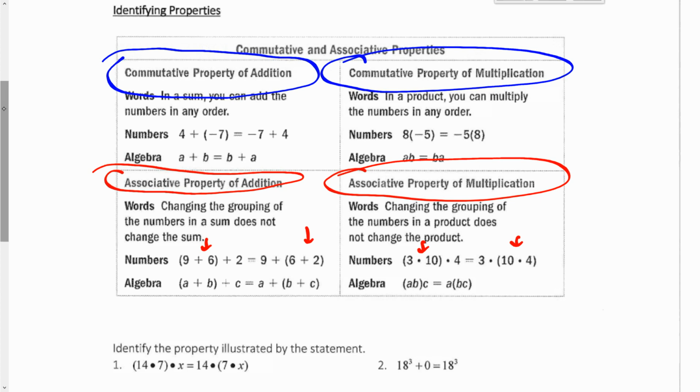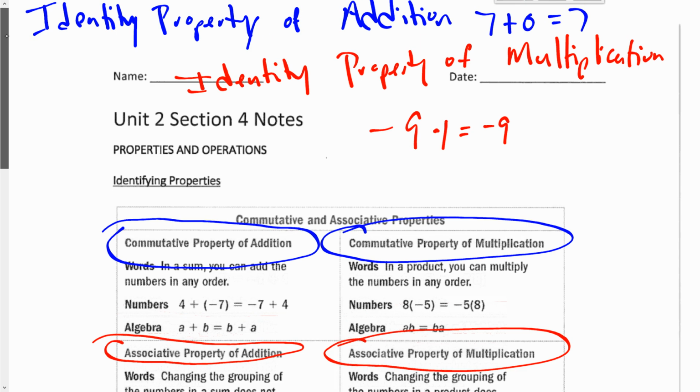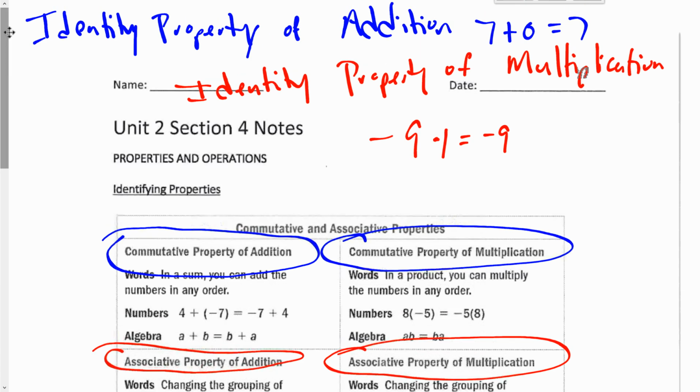Some other properties that are in your book but didn't make it into that table. The first one is the identity property of addition. The identity property of addition just says that if I take any number and add 0 to it, my sum is that number. So 7 plus 0 equals 7, just like a million plus 0 equals a million. Any number plus 0 is just that number.